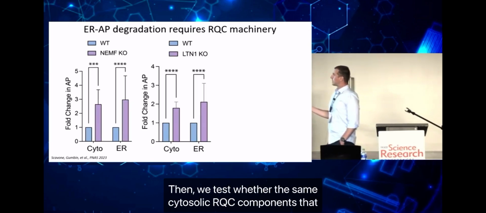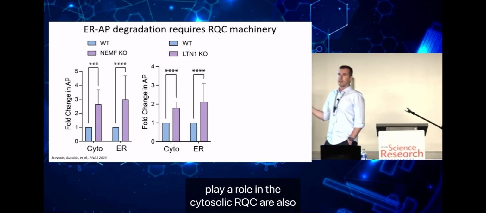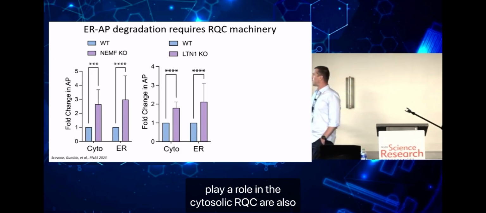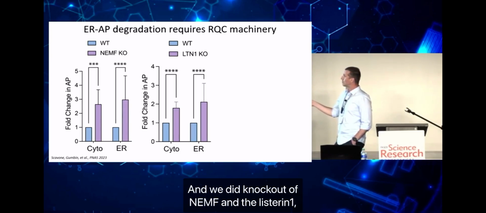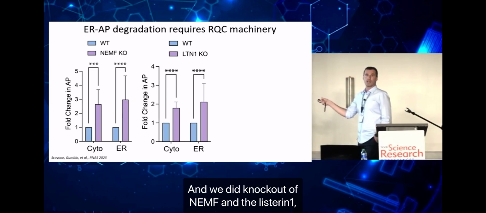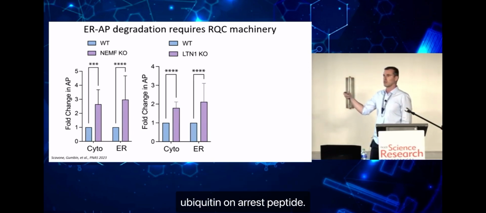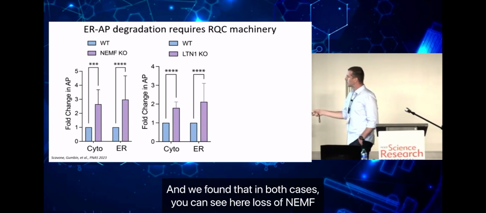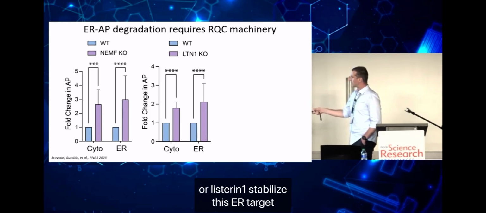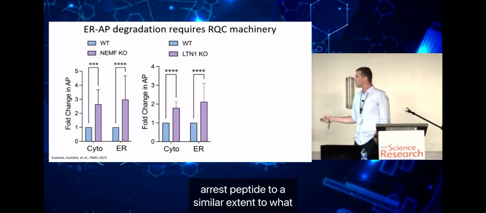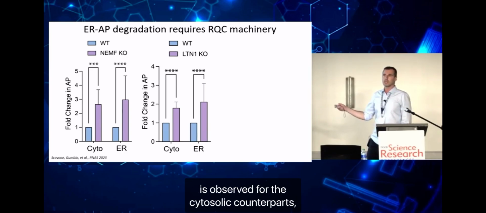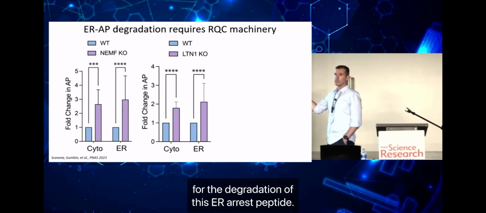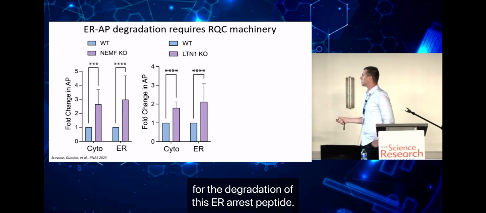Then we tested whether the same cytosolic RQC components are also required for this degradation of arrest peptides. We did knockouts of NEMF and Listerin, the ligase that conjugates ubiquitin onto arrest peptides. In both cases, you can see here, loss of NEMF or Listerin stabilized the ER-targeted arrest peptide to a similar extent to what is observed for the cytosolic counterparts, suggesting that the RQC is required for the degradation of this ER arrest peptide.